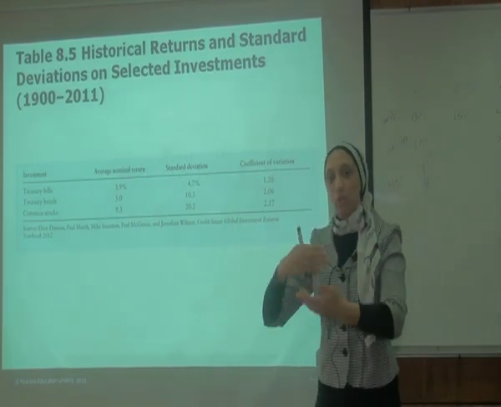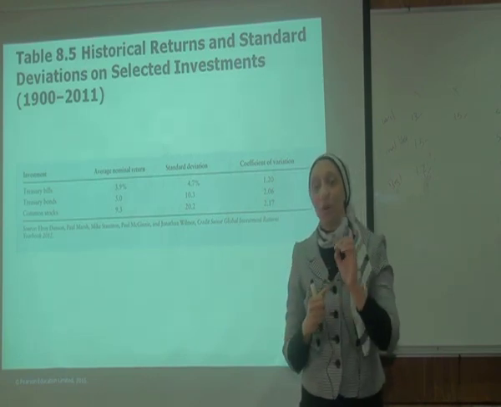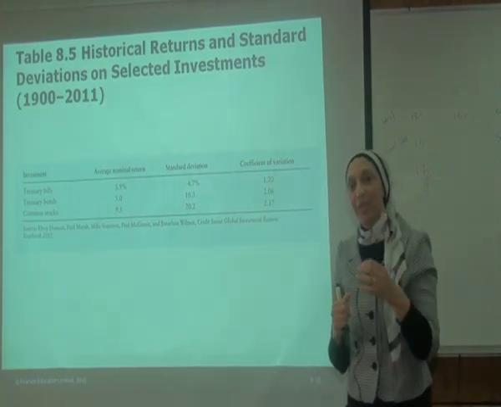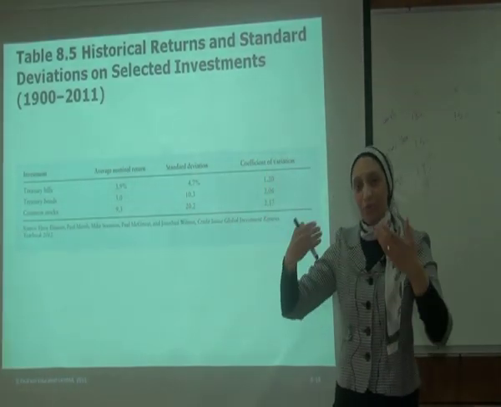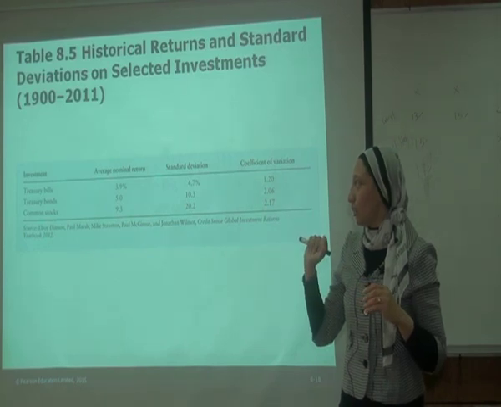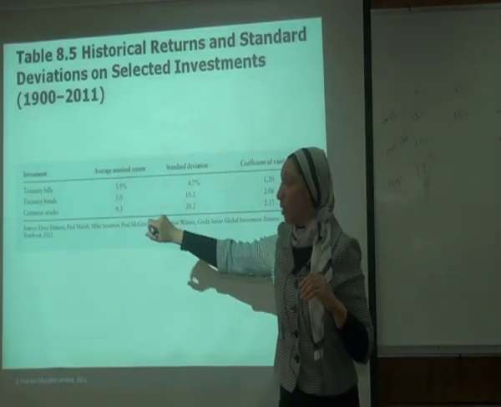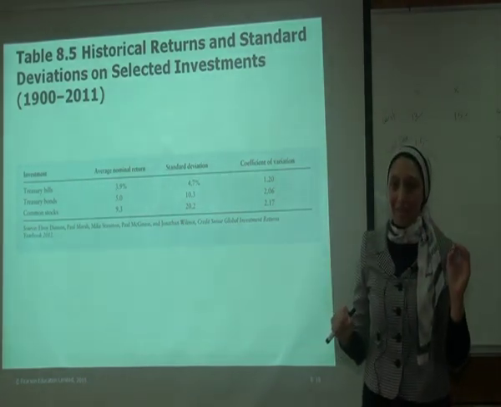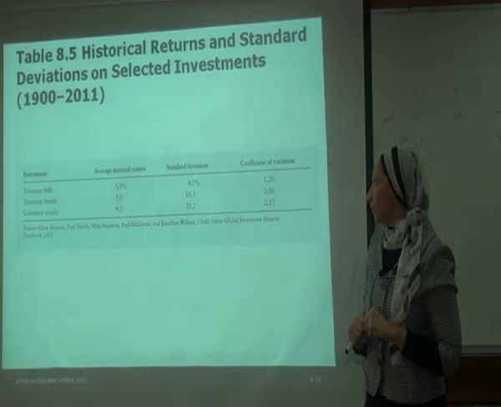كل ما بنعلى شوية في الريسك كل ما هتلاقي إنه الريتيرن بتاعك يعلى ليه to compensate you for the higher risk. So treasury bond is more risky than treasury bills, so you will find it yields higher return. And finally, the common stocks, which is the riskiest asset, will provide you with the highest return. Okay.